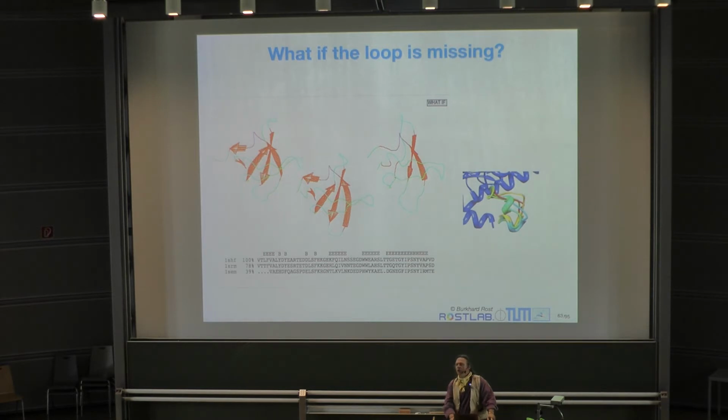What if the loop is missing? What if the difference between two structures is this: here's an example where we have a long loop, here's an example where we have a short loop. What if part of that is completely missing? How can you model that?